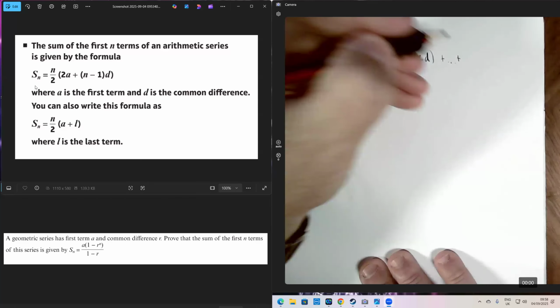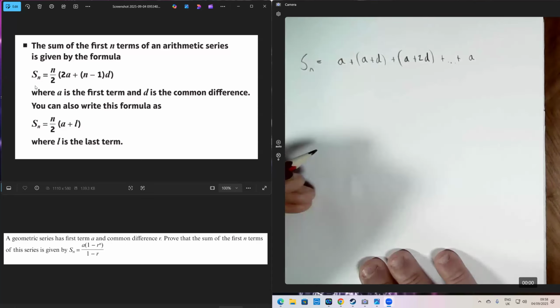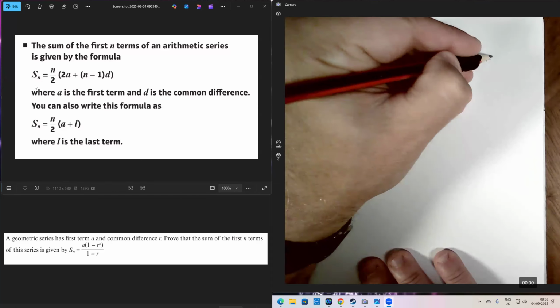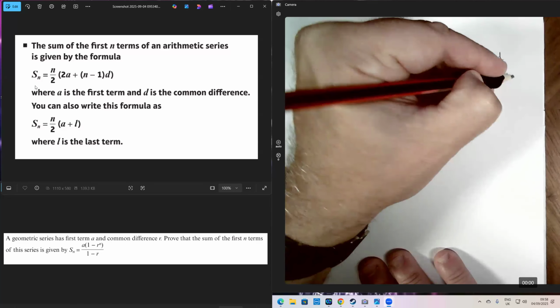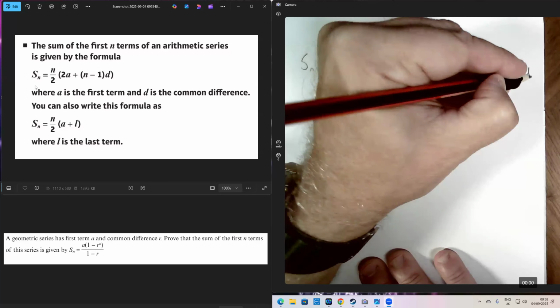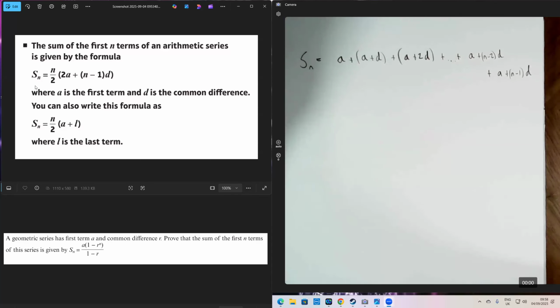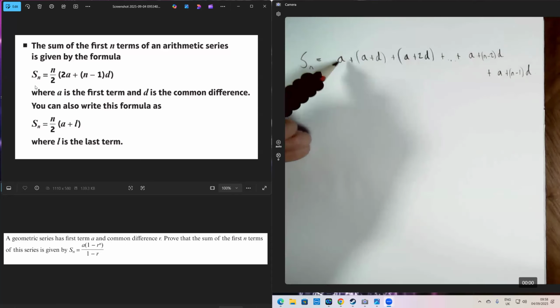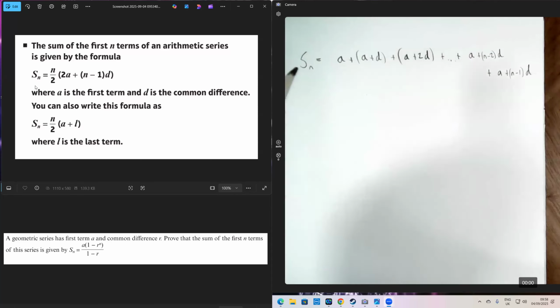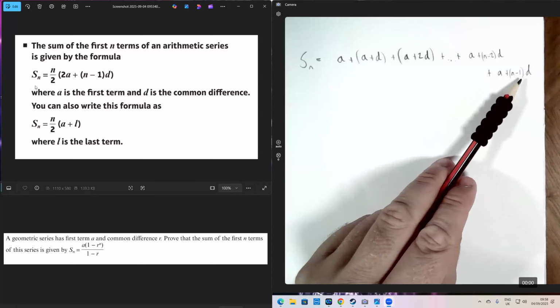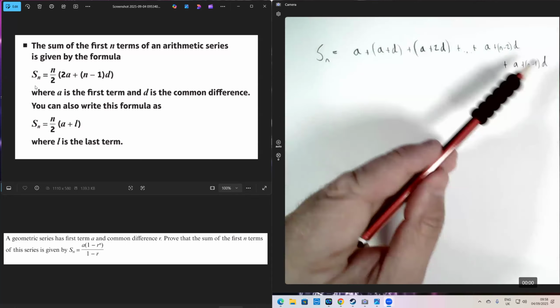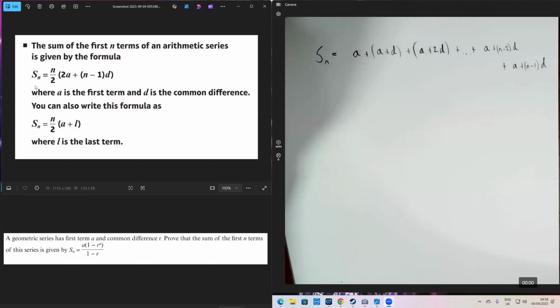At the other end of the sequence, the penultimate one is a plus (n minus 2) times d, and then the last term in the sequence is a plus (n minus 1) times d. So that is our arithmetic series where we're adding together all of the terms. The reason this is n minus 1 times d is because the number of times we've added the common difference is 1 less than the number of terms, because the first term is just a.